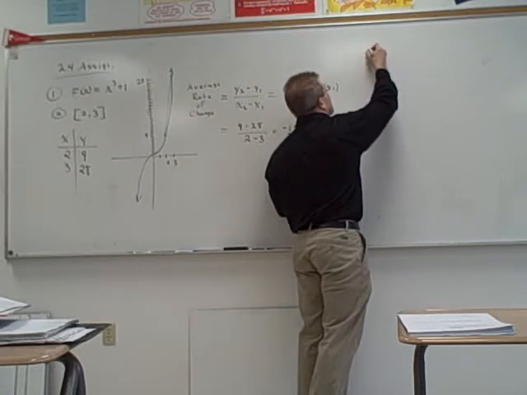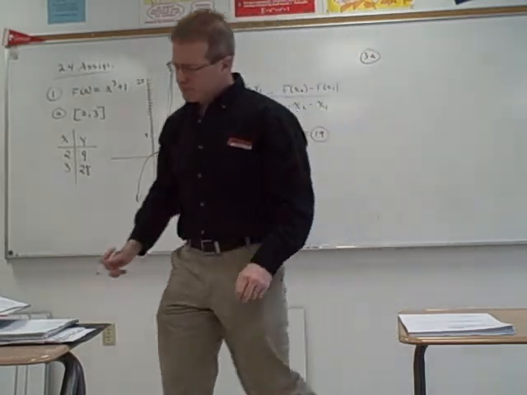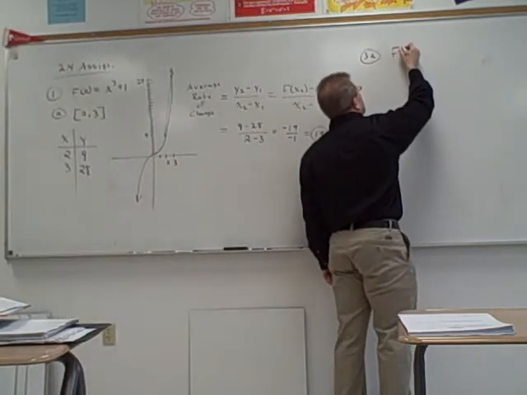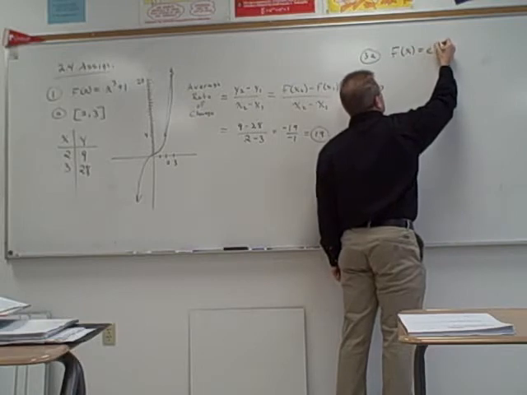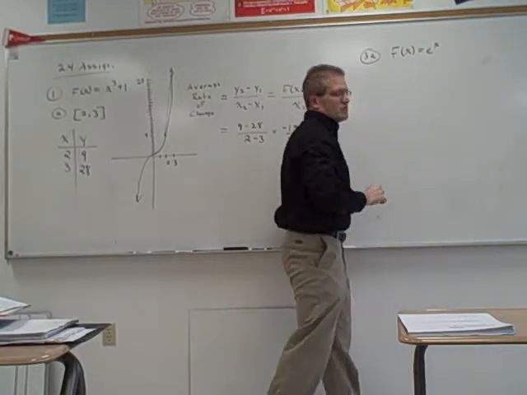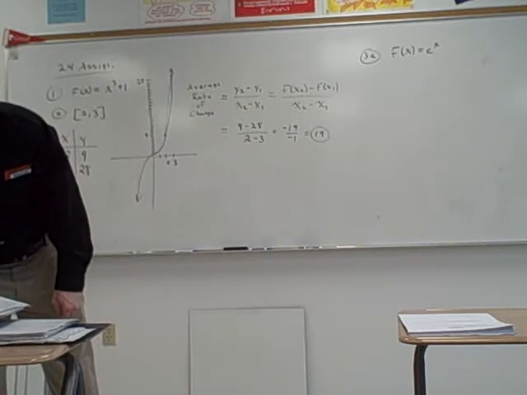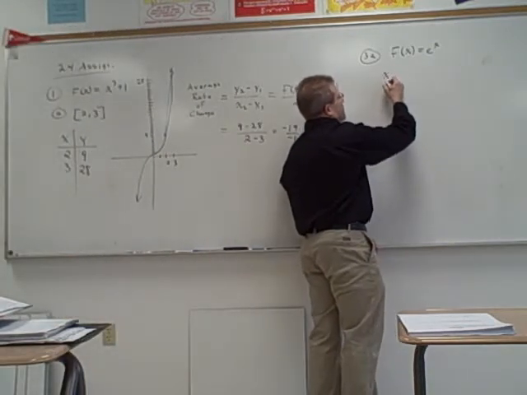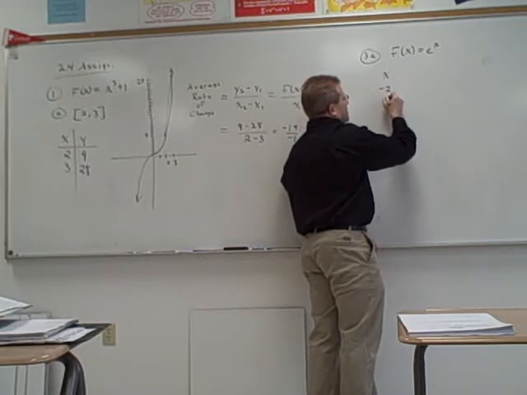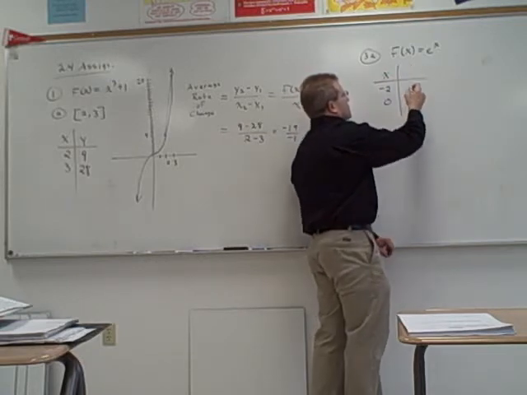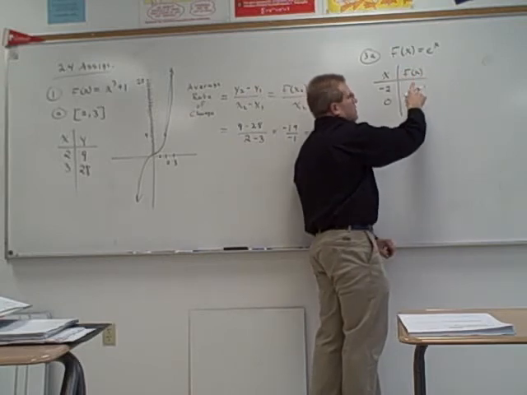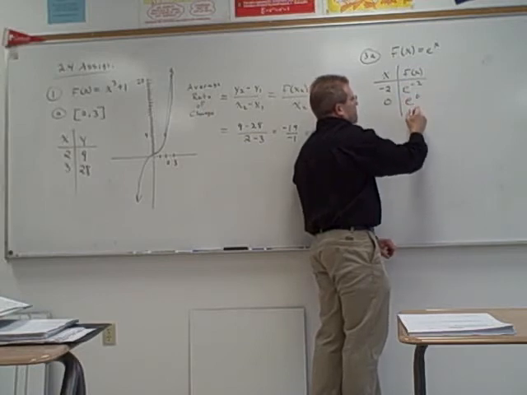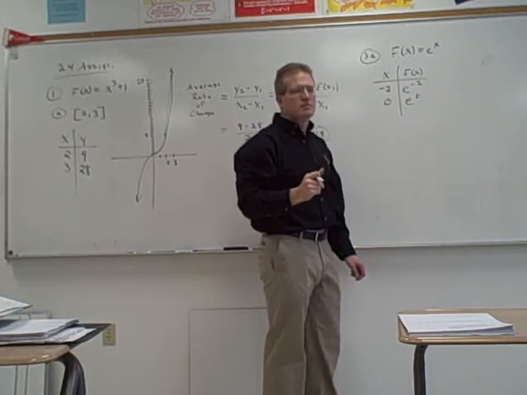Number 3A. F of x equals e to the x. And our interval is from negative 2 to 0. So what that means, if our interval is from negative 2 to 0, is that we want to plug in negative 2 and 0 for x. So I plug in negative 2, I get e to the negative 2. Plug in 0, I get e to the 0. What's e to the 0 equal? 1. Yep.